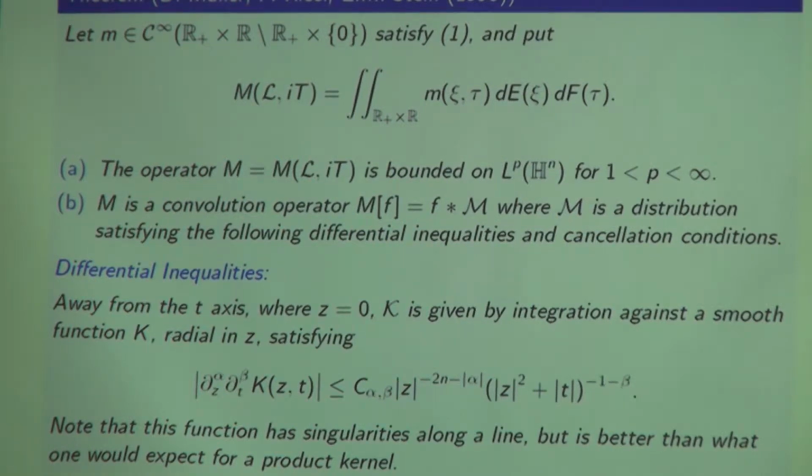What are the differential inequalities? So I take derivatives in Z and derivatives in T, and one notices that it's neither a product kernel nor a Calderón-Zygmund kernel. It's clearly still singular along a line. When Z is equal to 0, this blows up. But a typical product kernel would have a Z times a T. So it's somehow better in one aspect. So this is better than what one might expect.